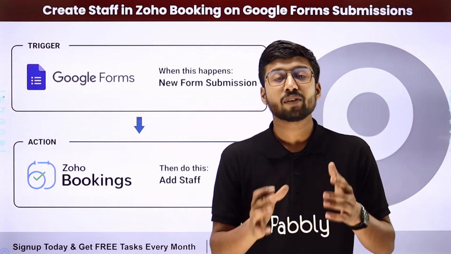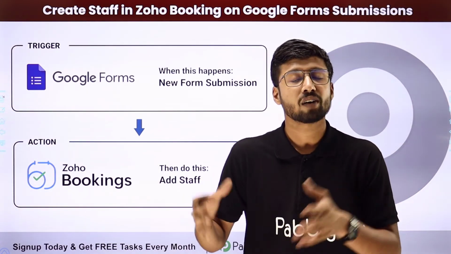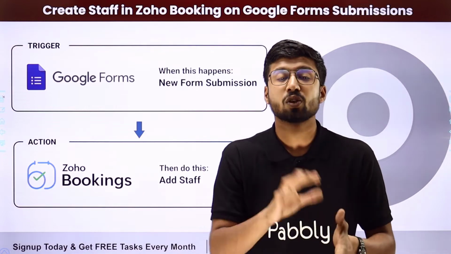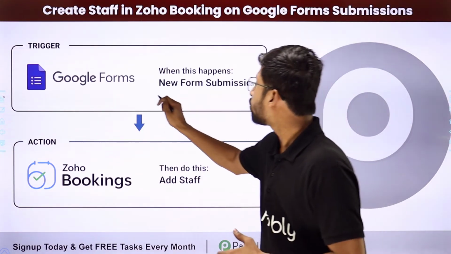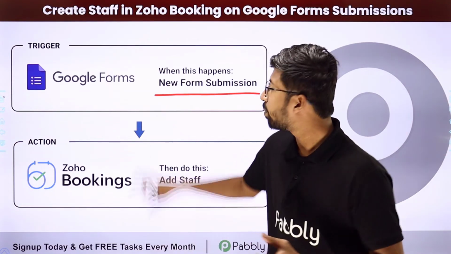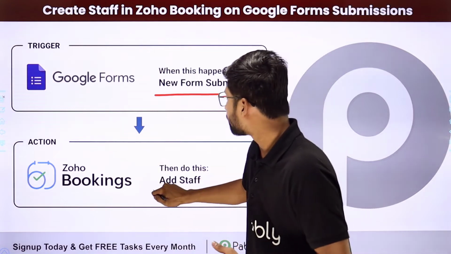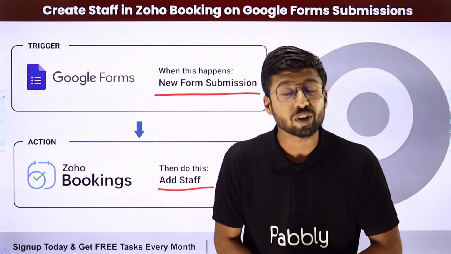Now let me tell you guys, if you're using Google Form to get the details of the new members whom you want to add as a staff, you can actually automate this process of adding them into Zoho Booking. Using this simple automation, whenever a new Google Form submission is received with the details of the user who is submitting the form, automatically with the same details, we are going to add the person who is submitting the form as staff in our Zoho Bookings account.